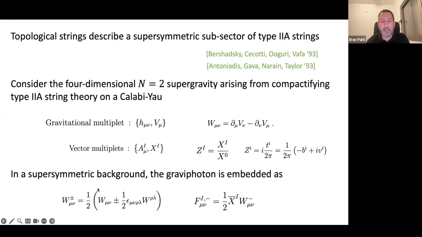And the way to write that is to write the self-dual and anti-self-dual combination of the graviphoton field strength. So let's say W^- is this anti-self-dual combination of the field strength. And then this W^- is related to the field strength of these A^I's using this relation here in terms of the X^I's. So that means that one combination of these A^I's is actually just the graviphoton. And then this removes for us the full additional extra vector multiplet that we've introduced. Are there any questions about this structure of N=2 supergravity?